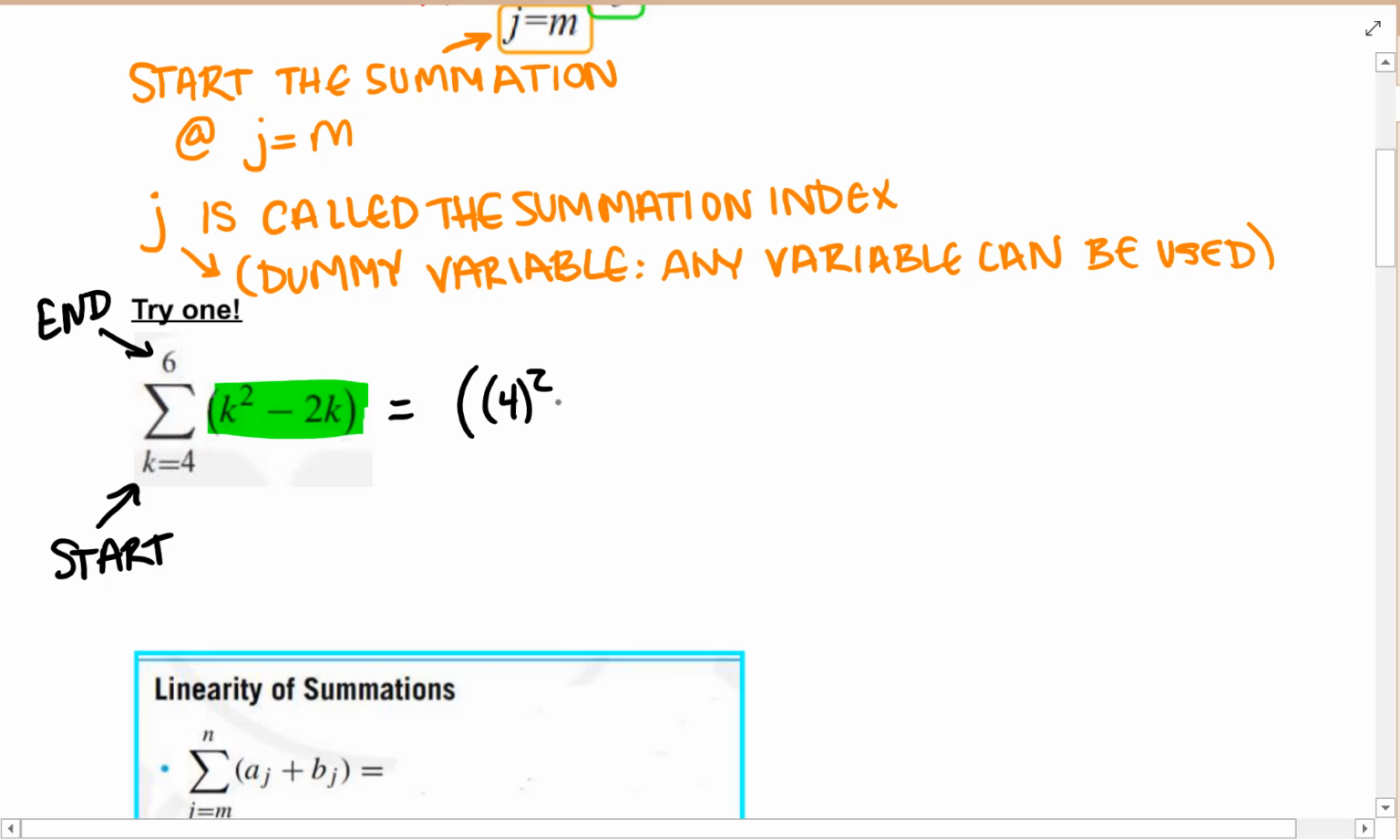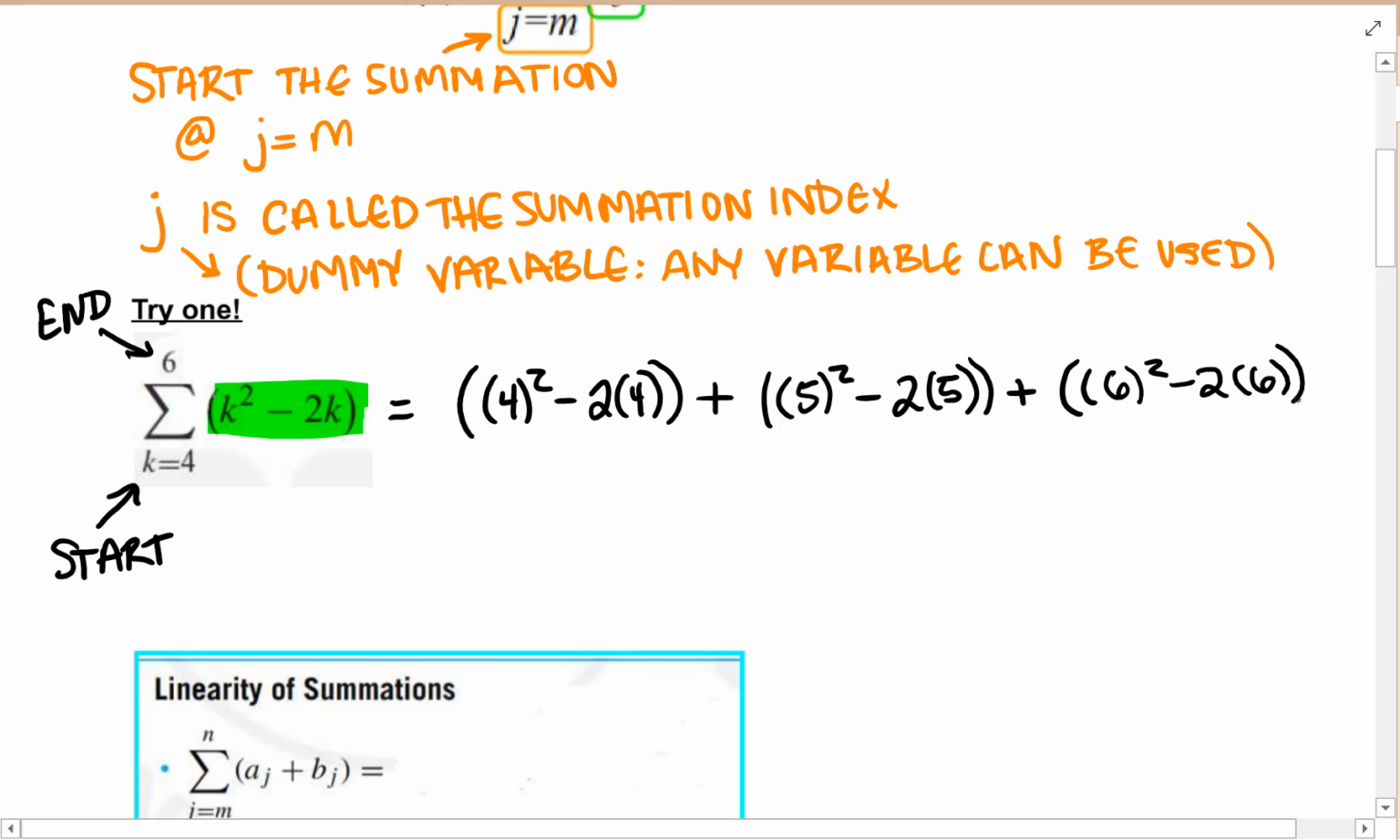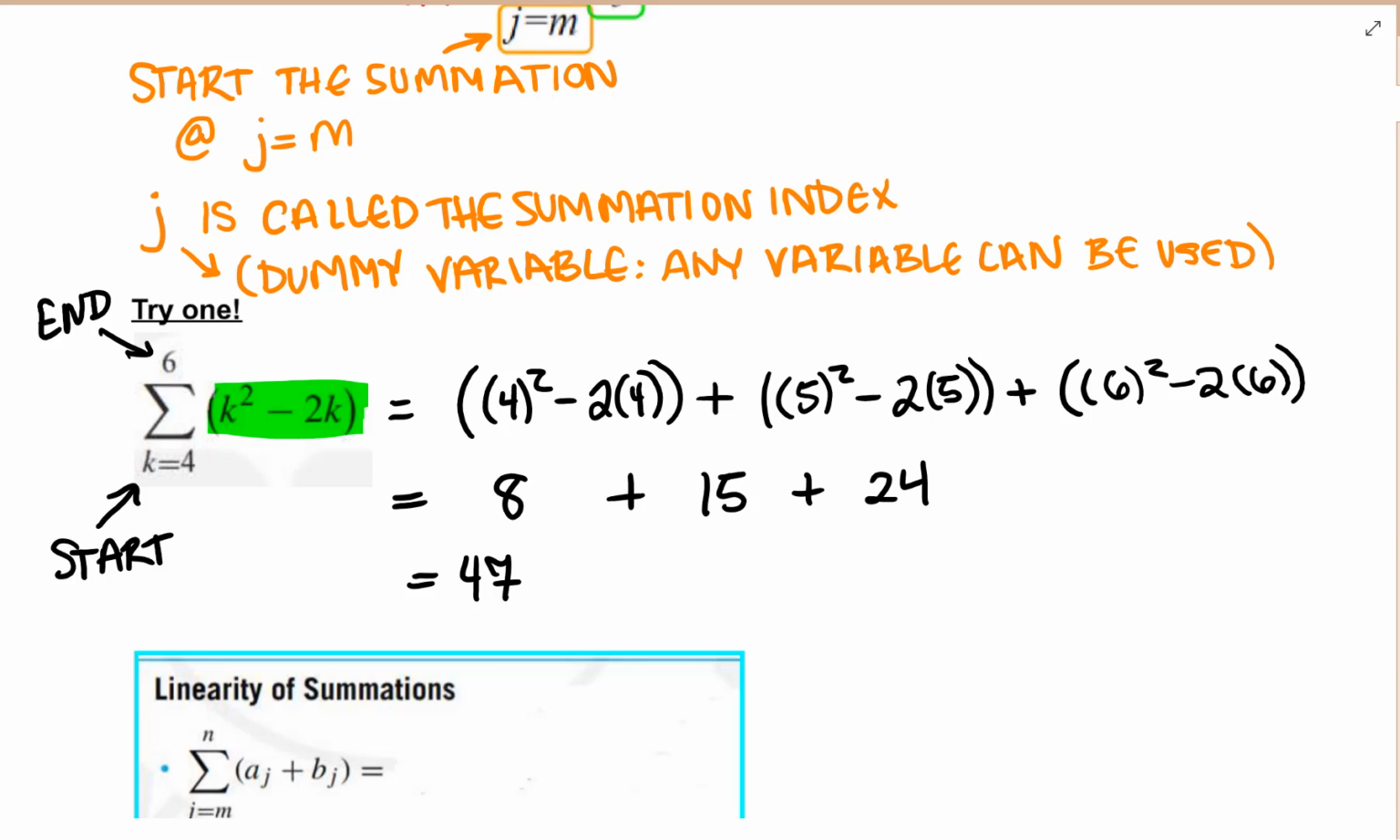4 squared minus 2 times 4. We need to add this value to the next one. The next number after 4 is 5, so now we will plug in 5. 5 squared minus 2 times 5. And we're not done yet because we need to end at 6. So we're going to add another term where we plug in 6 for k. And now we have the sum. We just need to simplify it, where you will get 47.